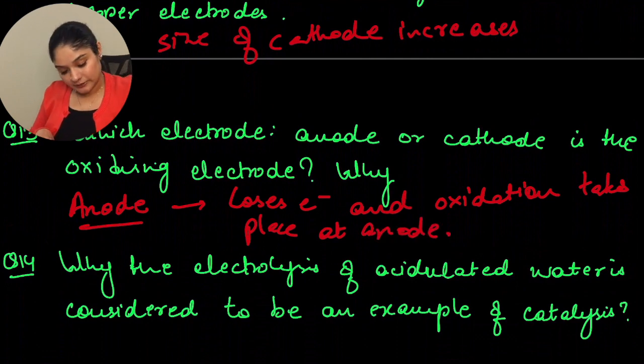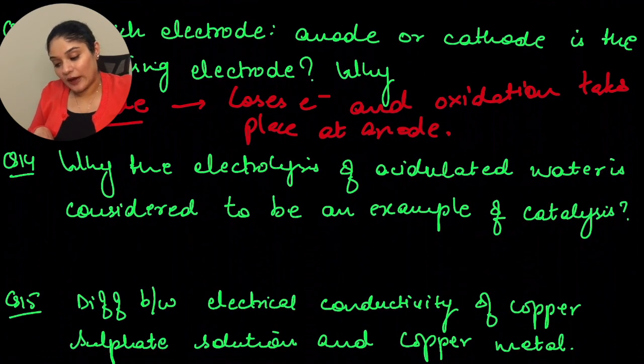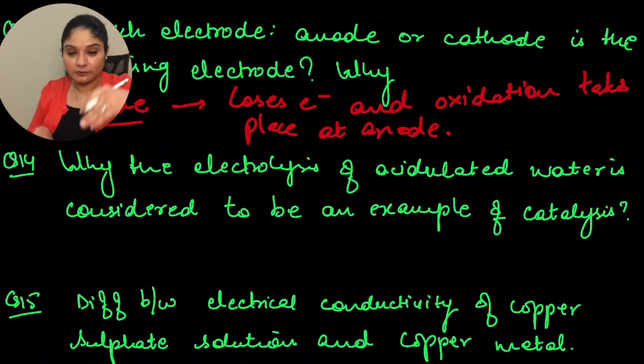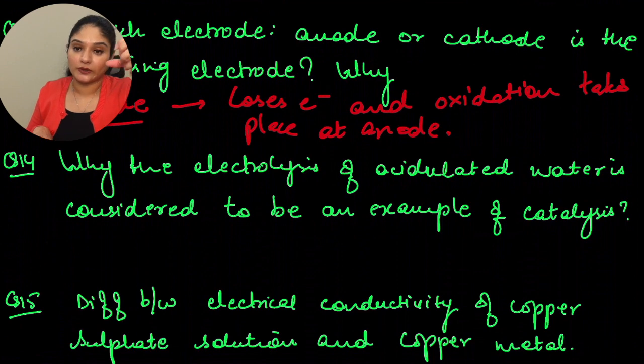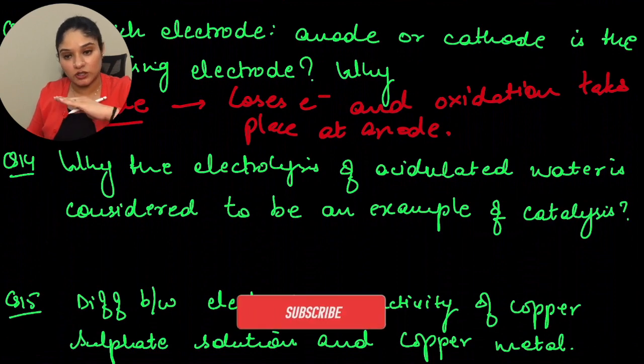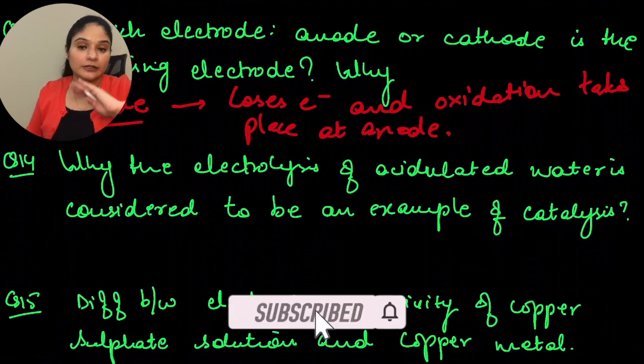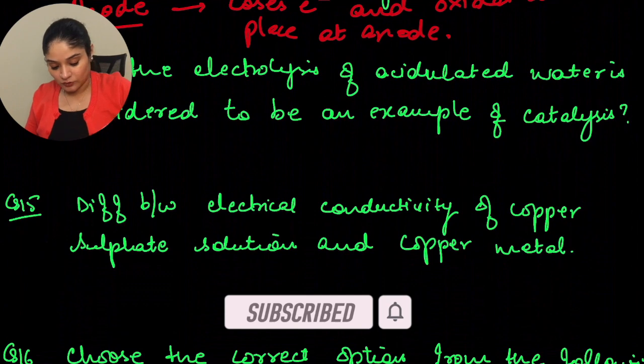The next is, why is the electrolysis of acidified water considered to be an example of catalysis? This is because when we add acid to water, it speeds up the reaction, but when you look at the end of the reaction, the amount of acid stays the same. So when we add acid to water, the speed of the reaction increases, but it does not take part in the reaction. So let me write that.